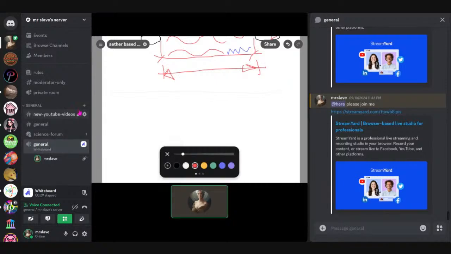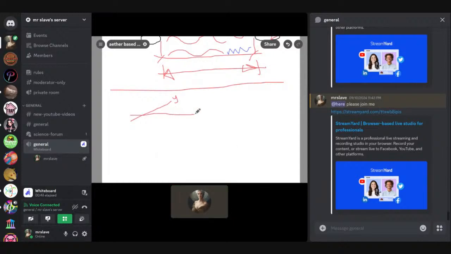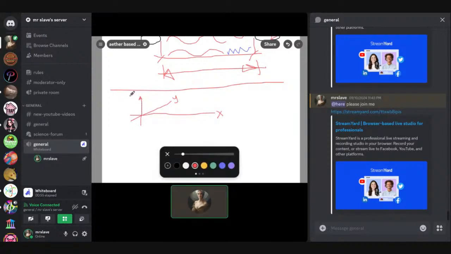Okay, so the way I would draw it is, usually this is the y, and this is the x, and this is the Lagrangian. The Lagrangian is a function of x and y.